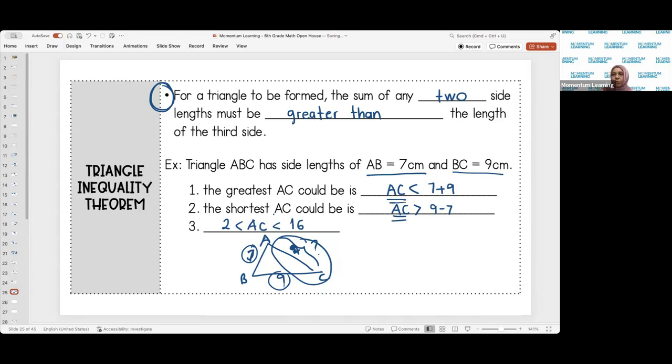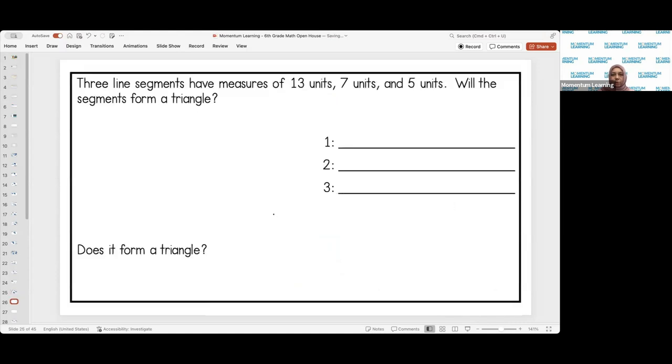So let's do one more question, after that we can finish our lesson. So one more question according to this one. Three sides are given, 13 units, 7 units, and 5 units. So we are going to think whether we can form a triangle. Can we draw a triangle in daily life? So how can I understand? By looking at each side.